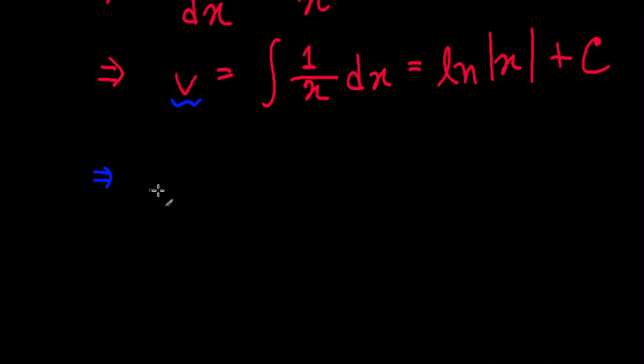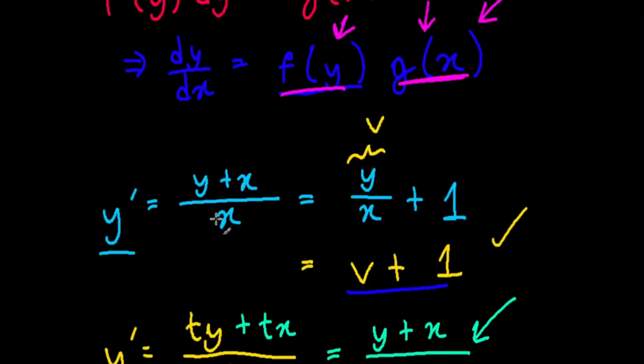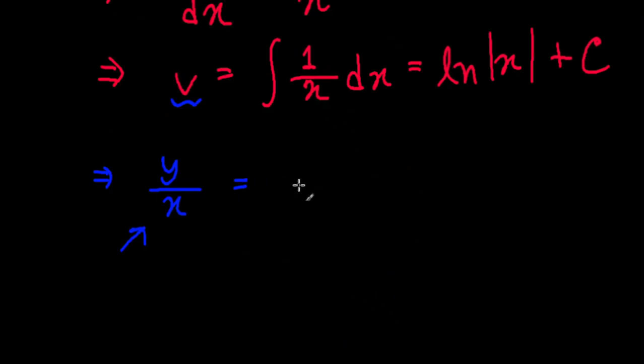So what was v? It was basically y by x. And this is mandatory because we need a relation between x and y. These were the variables in our original problem. That's why we cannot just leave v hanging there. So yeah, y by x is going to be equal to c plus natural log of absolute value of x.